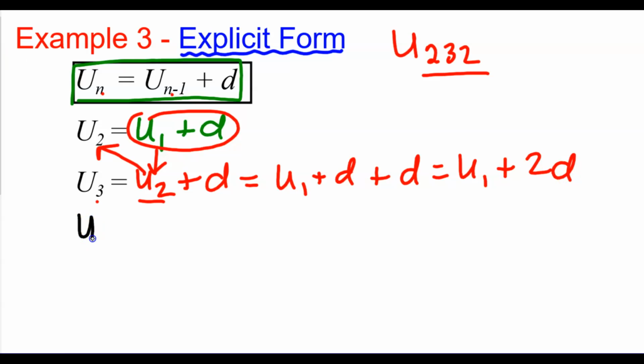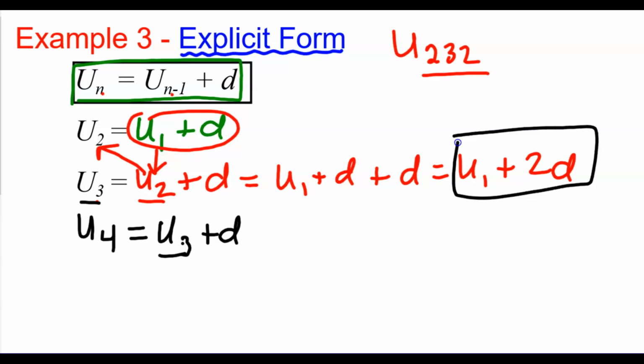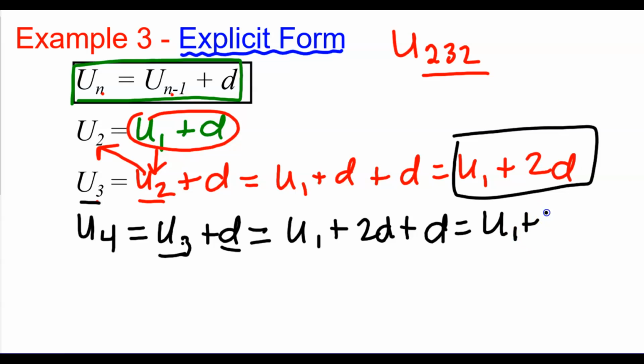And that gives me u1 plus 2d. I try to find the fourth term. The fourth term is the one previous to it, so u to the 4 minus 1, or 3 plus d. But we know that u3 is this right here. So I'm going to put u1 plus 2d plus this extra d, which gives me u1 plus 3d. Now, if you see the pattern, that's great, but I'm just going to give it to you.